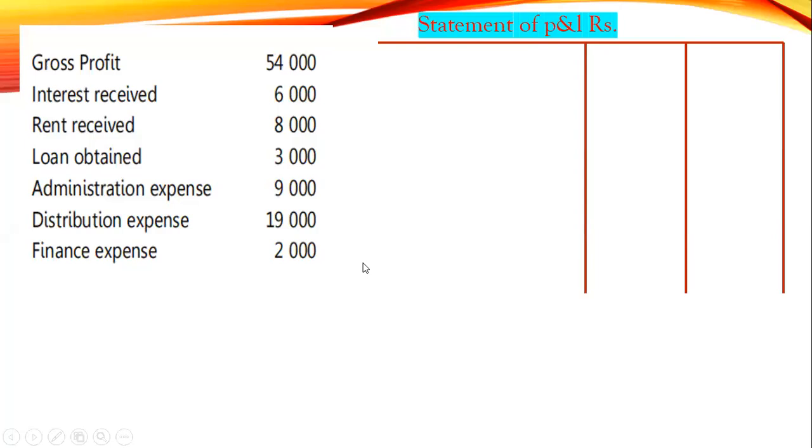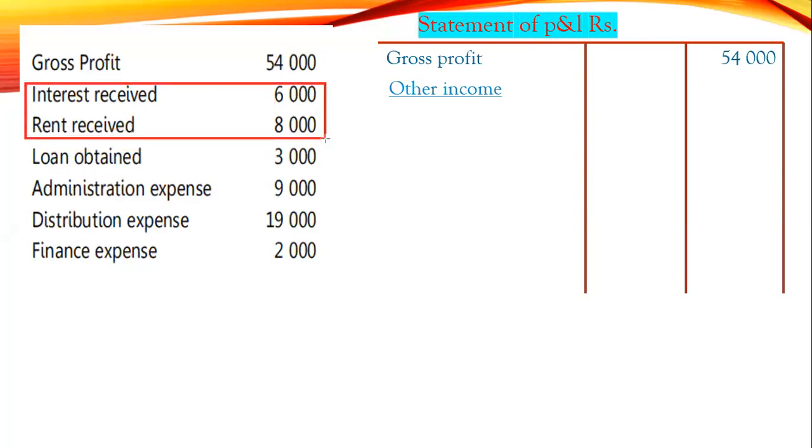So statement of P&L, gross profit 54,000, gross profit plus other income. So what are the other incomes we have? We have interest received and we have rent received. These two are other income. So under other income we can write interest received 6,000 and rent received 8,000.